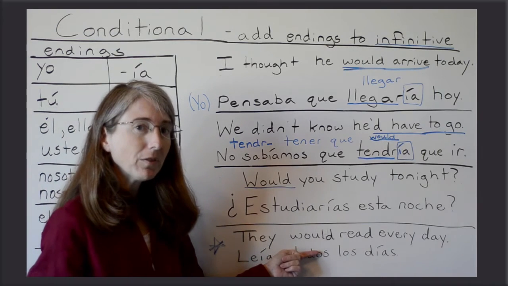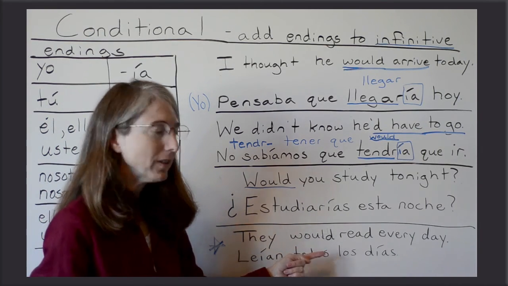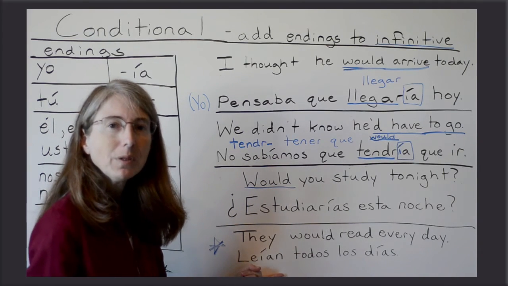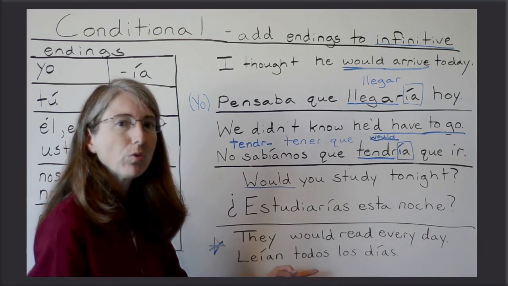When we're talking about something that would happen on a regular basis, we use the imperfect tense. Leían. That would be, they used to read every day. Leían todos los días.